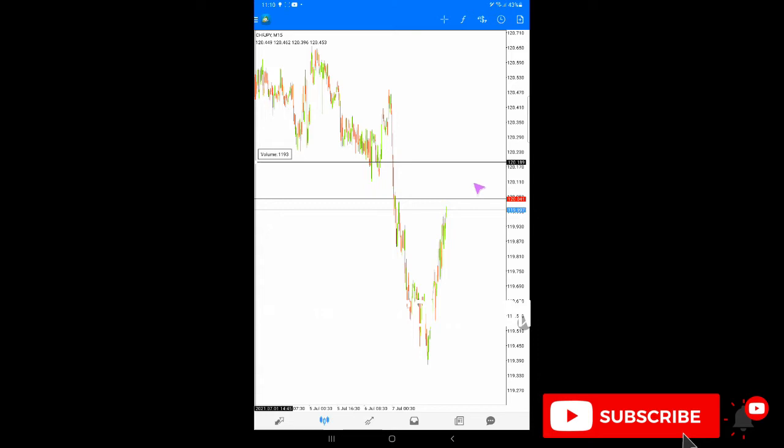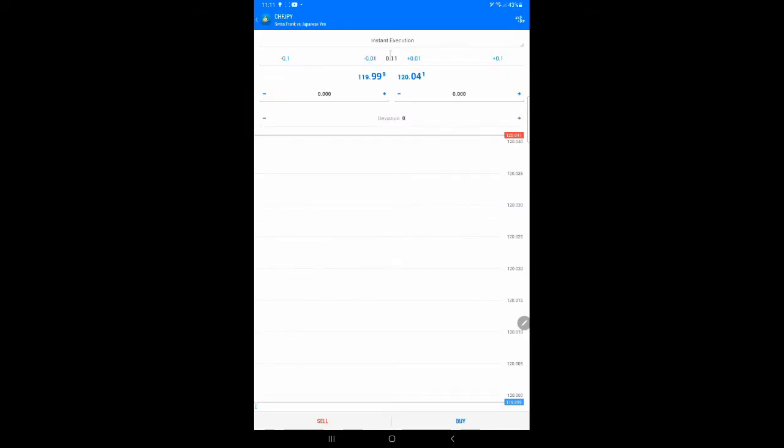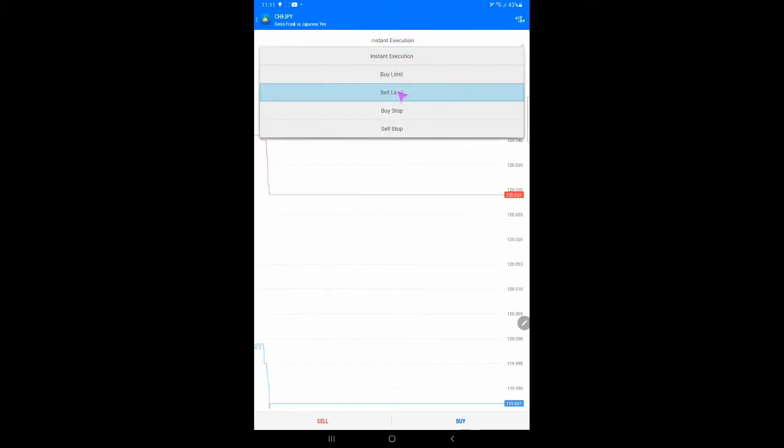So we have 1.20189. Meaning I expect this price to buy up to this point, and then it will start selling. That's what I expect. So now I'm going to take this price as my sell limit price. I'll go to this plus again, click here, and then go here and choose sell limit.